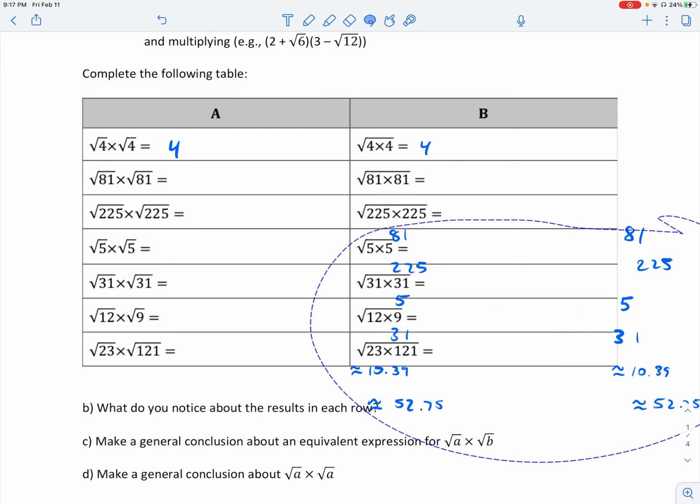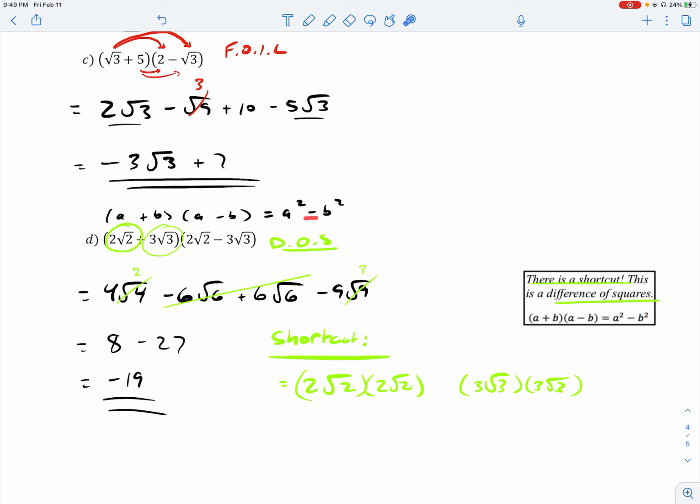So this is the shortcut. Okay, we're just going to grab the first term and then square it. So I would have 2 root 2 times another 2 root 2. And then I take my last term, plus root 3. Okay, and I'm going to have to square that one. So 3 root 3 times another 3 root 3. Okay, and I know the sign in the middle of this needs to be negative.